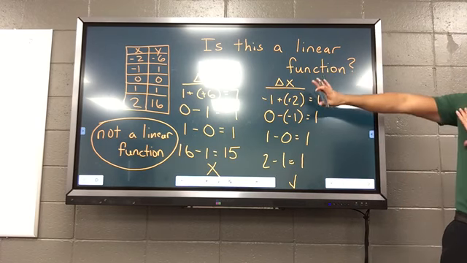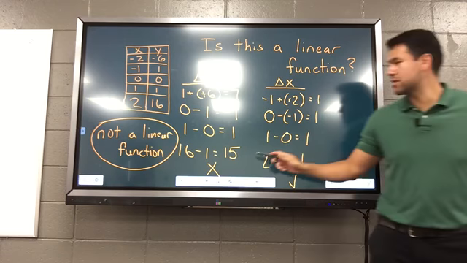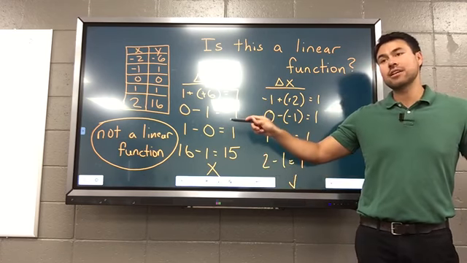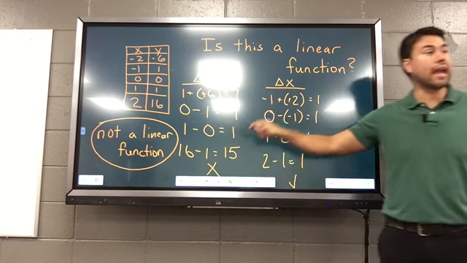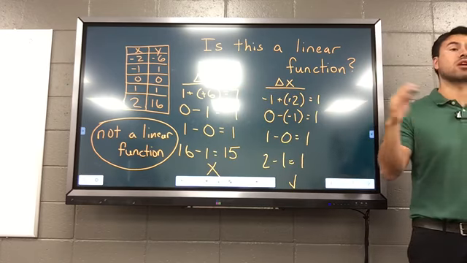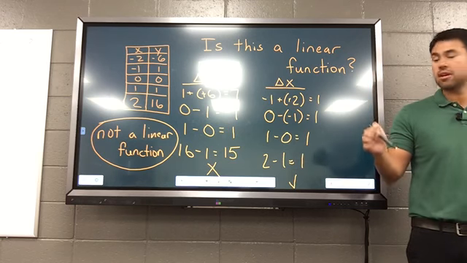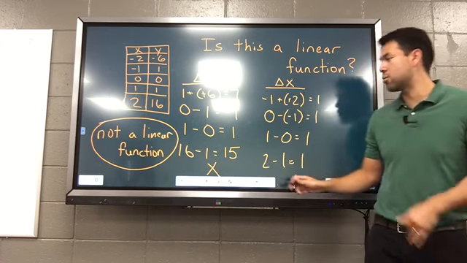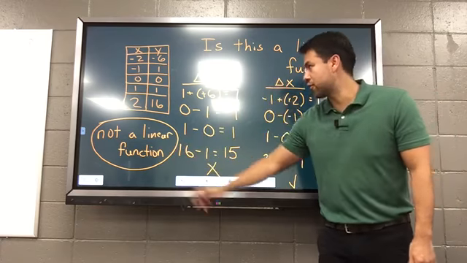But yeah, we're not doing that right now, Sophie. The question here, though, is why is it not linear? Because the change in y and the change in x are not both constant rates of change. They've got to be both. If one of them is and the other one is not, it's not a linear function.